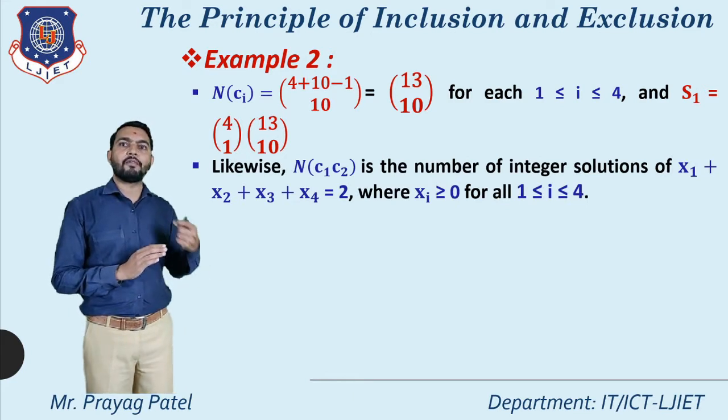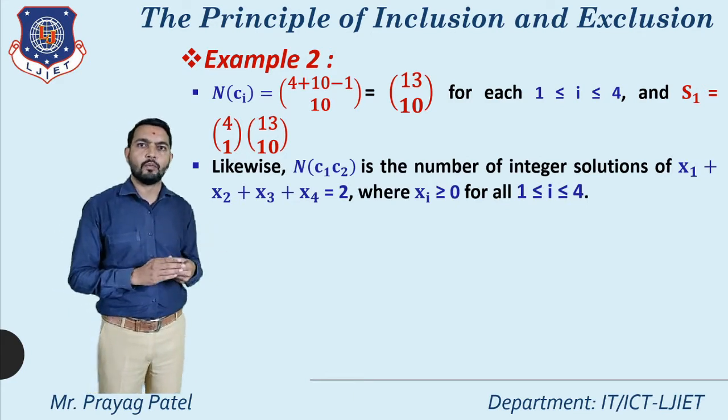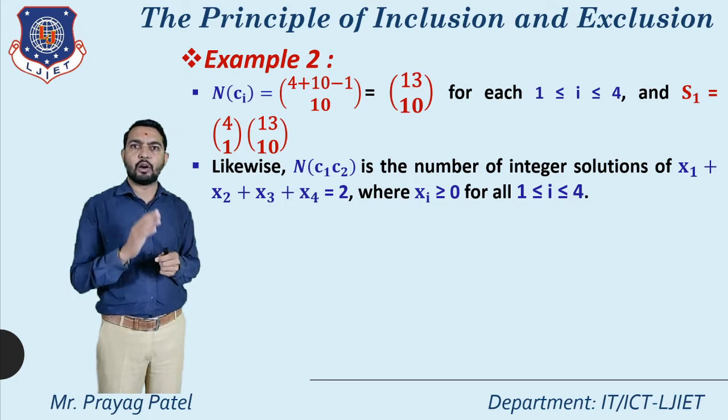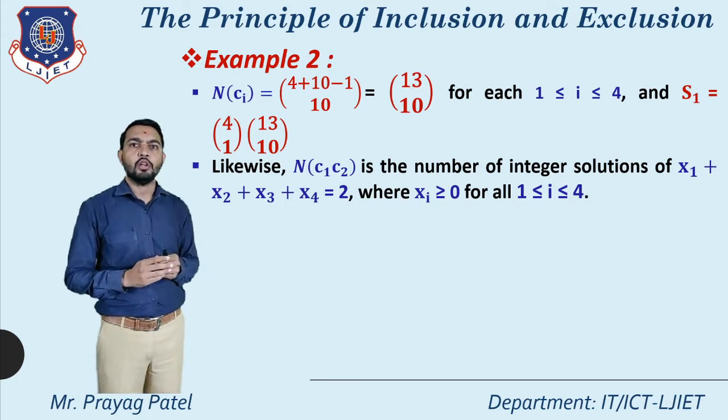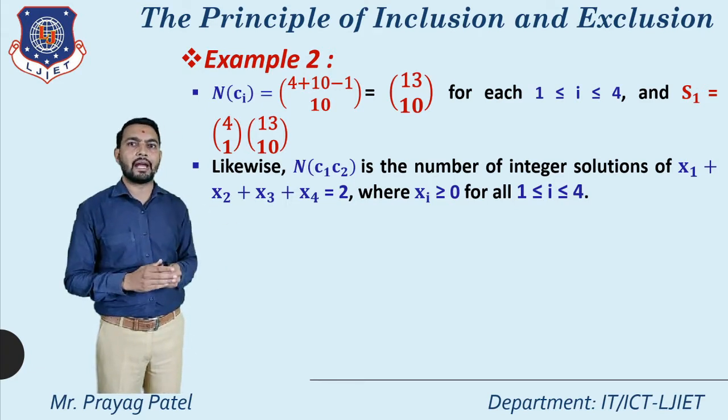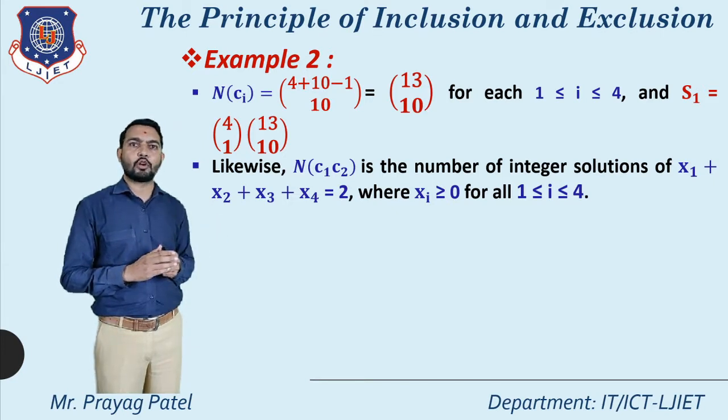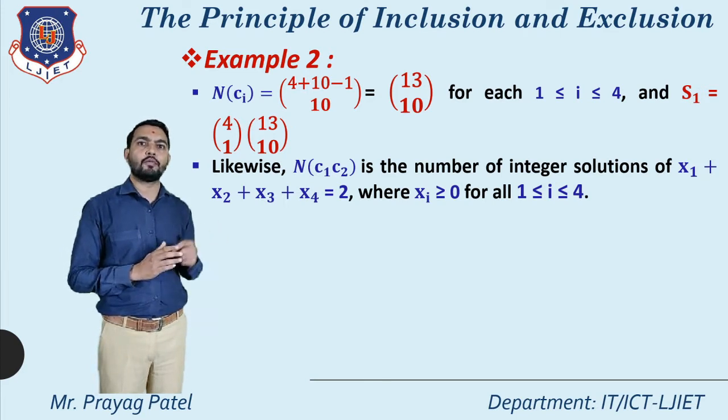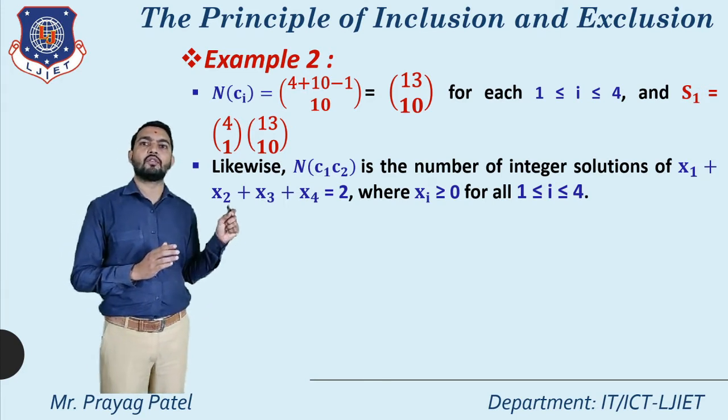Now in the same way we can find the value of NC1, C2, then NC1, C2, C3, like this. Now for the condition NC1, C2, we apply conditions 1 and 2 both at a time. It is the number of integer solutions of x1 plus x2 plus x3 plus x4 equal to 2, where xi is greater than or equal to 0 for all 1 less than or equal to i less than or equal to 4.